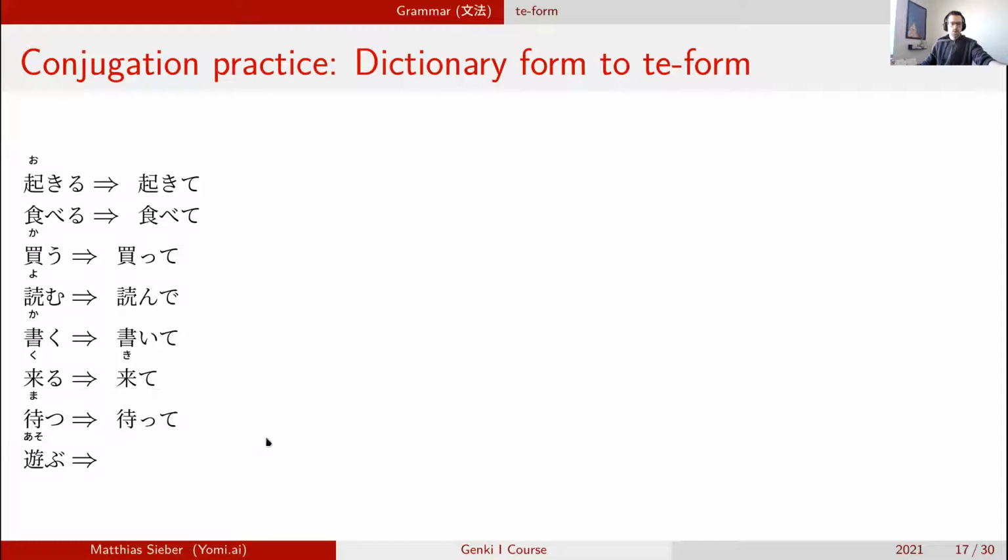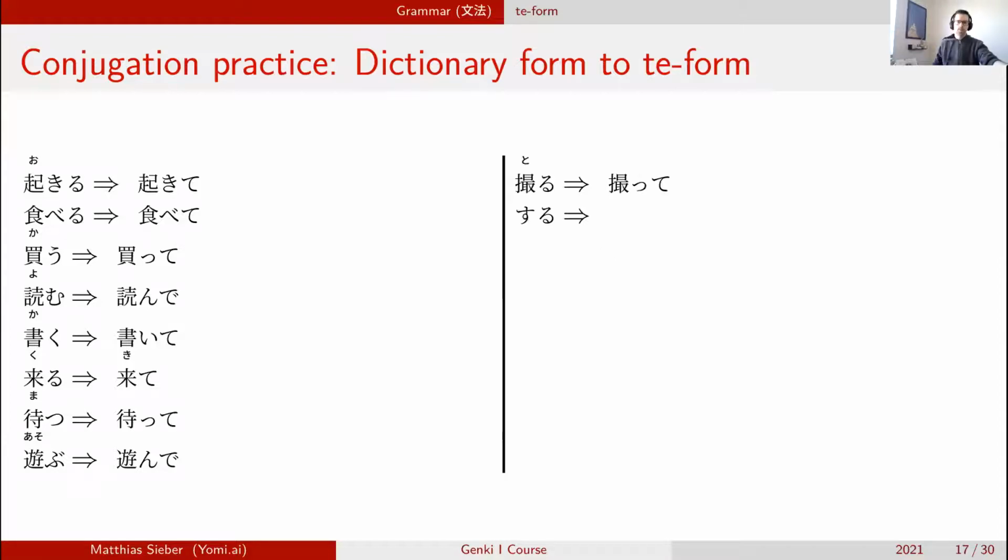Asobu, Jameson. This one is asunde. Asonde. Very good. Toru, to take a photo. Totte. Yep, totte. Very good.